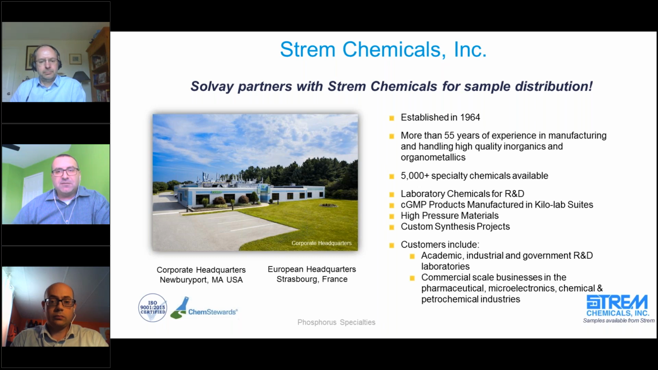Whether it's lab chemicals for research, cGMP products manufactured in kilolab suites, high pressure materials, or custom synthesis projects, Strem has a range of products that suit a variety of applications. And of course, they have customers that span the ranges of academic, industrial, and government research labs, as well as commercial or industrial scale organizations operating in the pharmaceutical markets, electronics, chemical and petrochemical industries.